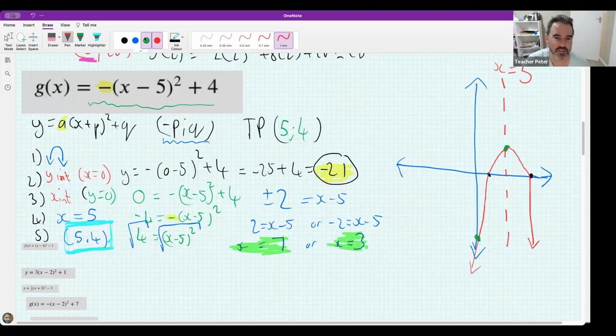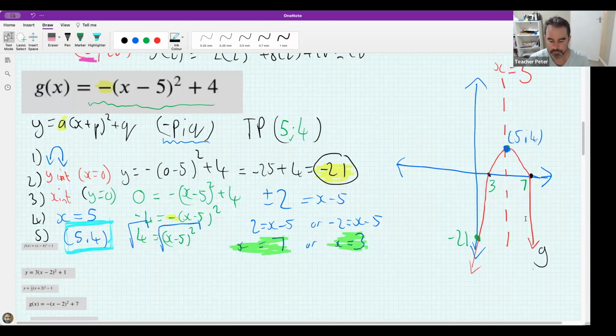So it's going through, it's got minus 21 as the y-intercept. It's got 3 as the x-intercept there and 7 on that side. And then the turning point is going to be 5, 4. And then I need to label the graph G. Now, obviously, I shouldn't have these dodgy endings. It should be a bit more curvy, but it's a bit hard when you're doing it digitally.